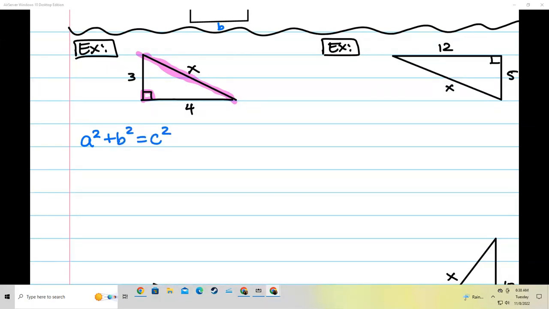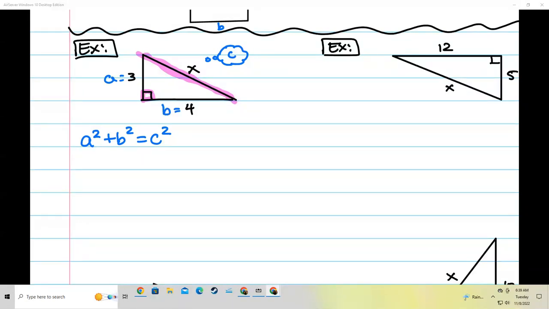Again, I really don't care which one's a or b. The only one that matters to me is that the hypotenuse needs to be the c. So that means in this case, the x is going to be the one that's by itself. The other ones I can label however I want. So I'm going to say that this one's my a and this one's my b. Again, you can switch the order of a and b and it's not going to matter.